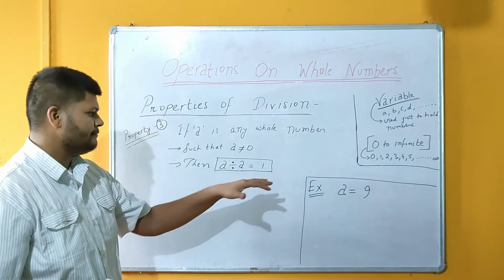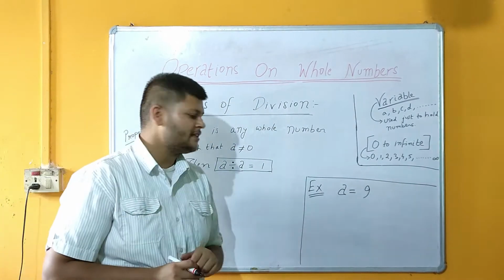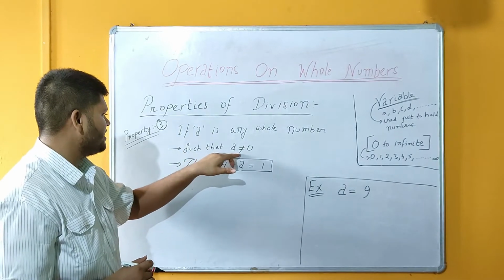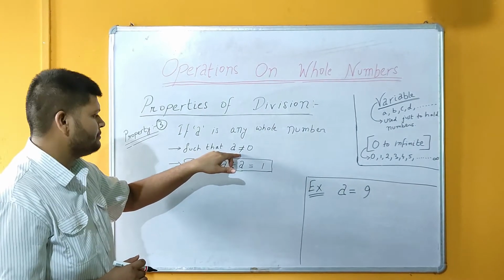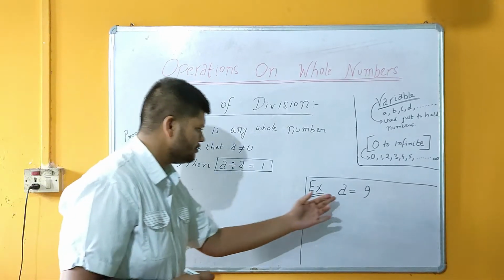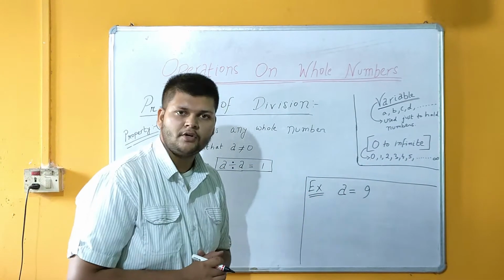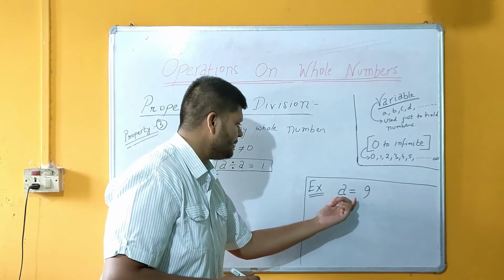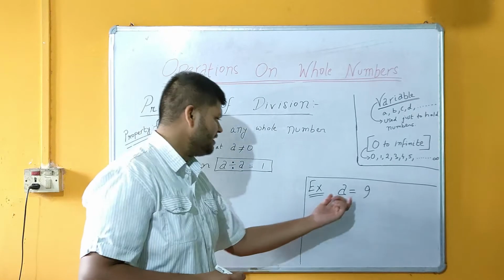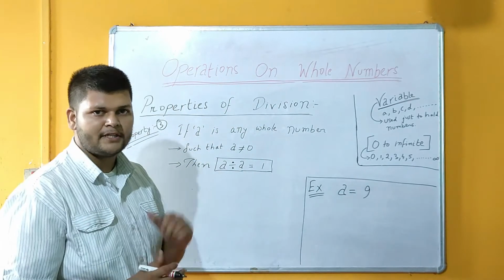Okay, once we have decided the value for A over here, we are responsible for checking this second statement. What is that? A not equal to 0. Can you see this A is not equal to 0? Yes. Here we have taken A equal to 9, which is not equal to 0. I hope you are clear.